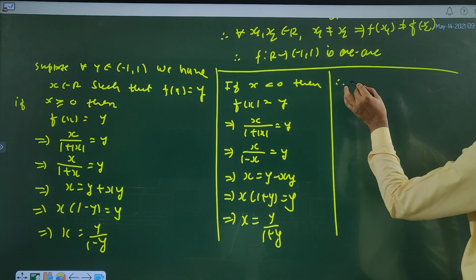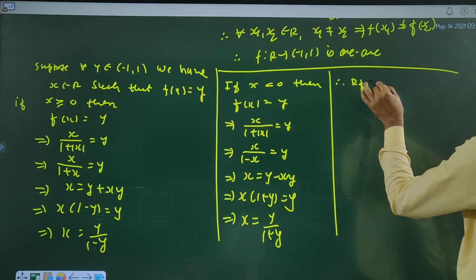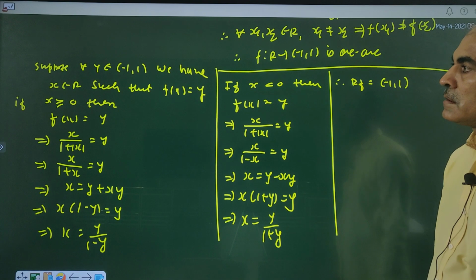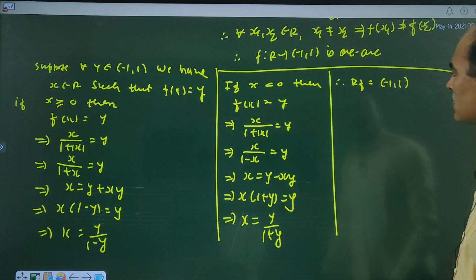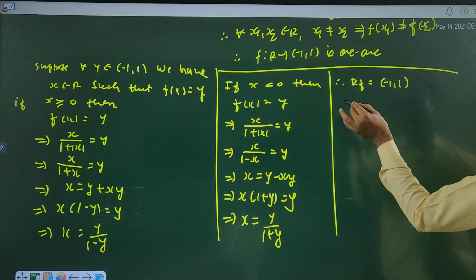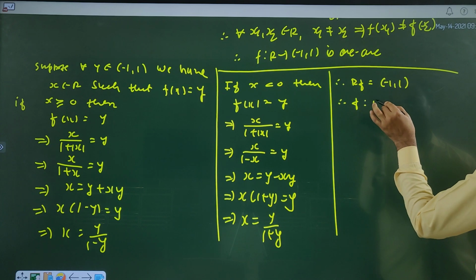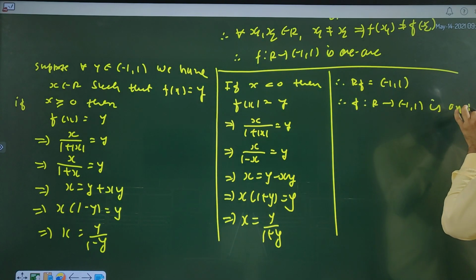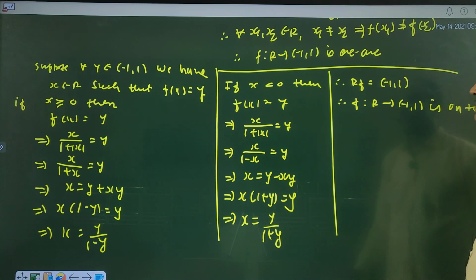And therefore the range of f is equal to minus 1 to 1. For every y there is an x such that f of x is equal to y, so f is an onto function. And therefore f from R to minus 1 to 1 is an onto function.